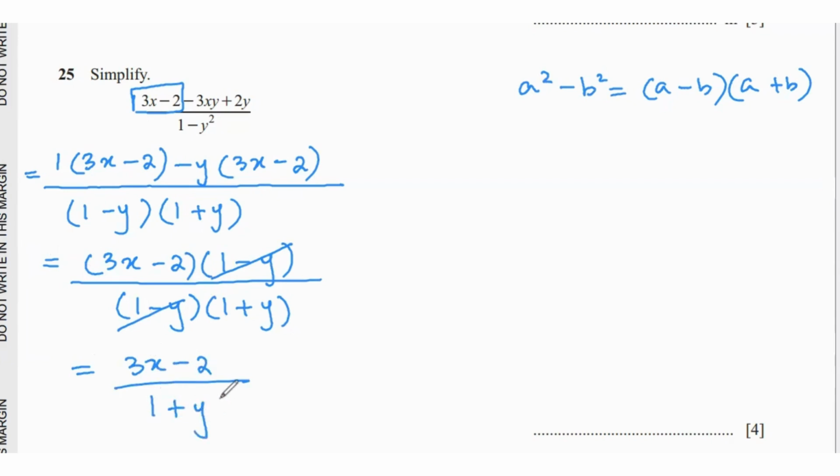If the brackets were being added to the other brackets, then we can't cancel them out. Cancellation can only take place if there's multiplication happening in the numerator and denominator. So 3x minus 2 over 1 plus y.